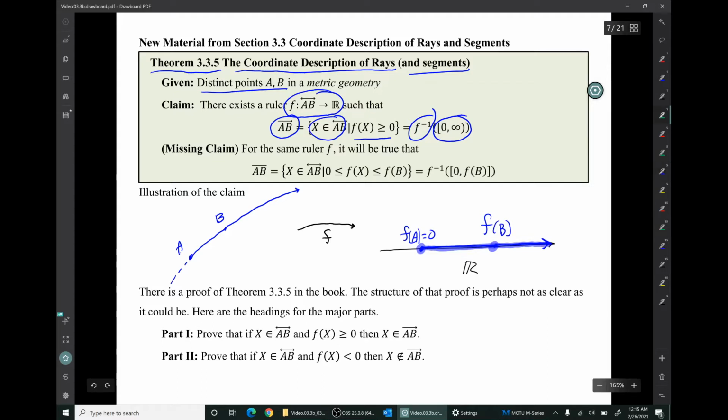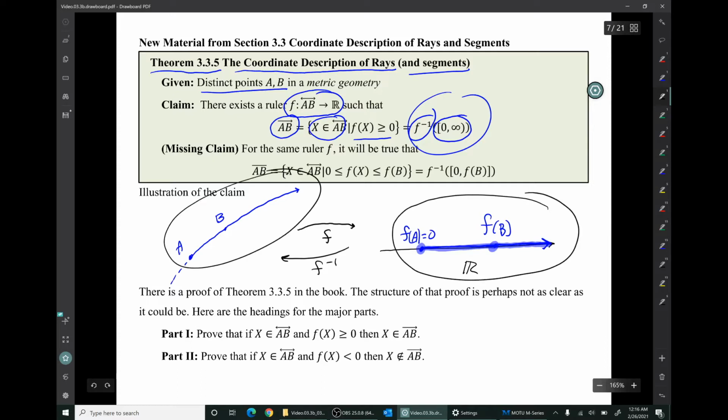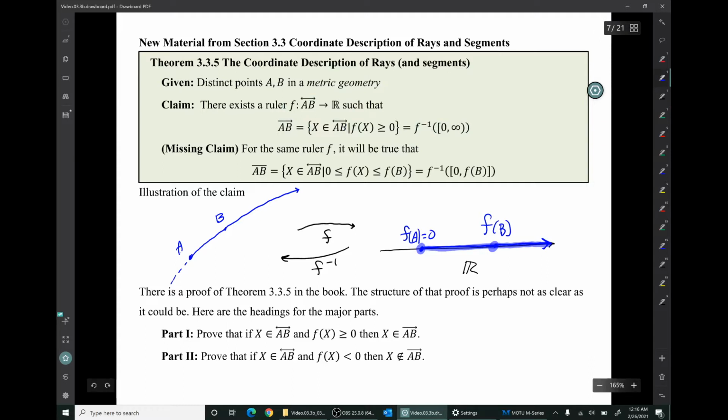So in this picture, we're given these two distinct points A and B, and we can think about ray AB lying on line AB. This theorem says there exists a coordinate function, a ruler, F, for that line with this property: the coordinate of any point that's on that ray will be a number that's greater than or equal to 0. Another way of saying that is that if I take the preimage of that half-open interval, then I get this ray.